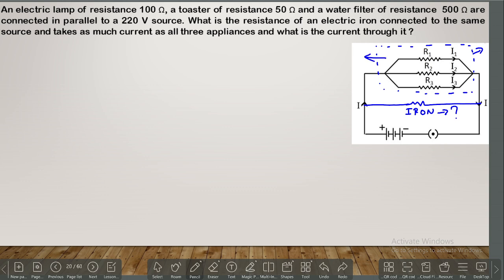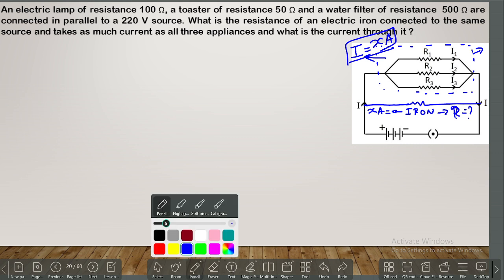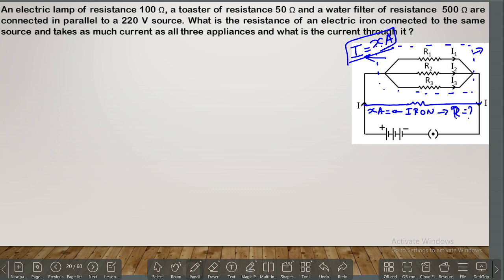Since initially we don't know the amount of current, let's take the current taken by all the three devices as X ampere. Clear? X ampere. If the same amount of current is taken by the iron, what will be its resistance? That's what they are asking. First thing we need to find is how much current was taken by each device. In order to find the current we use the formula I1 is equal to V by R1.